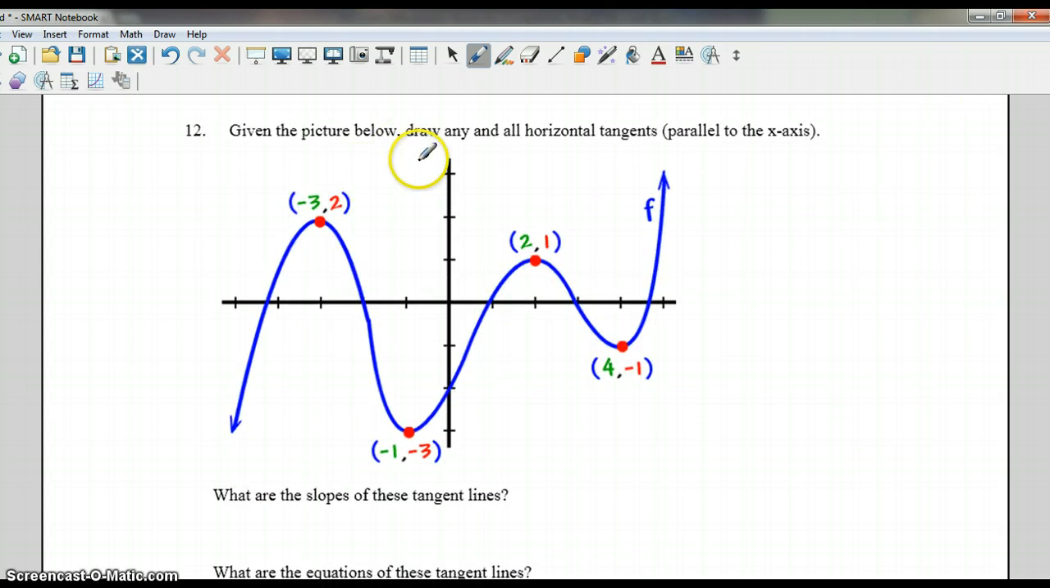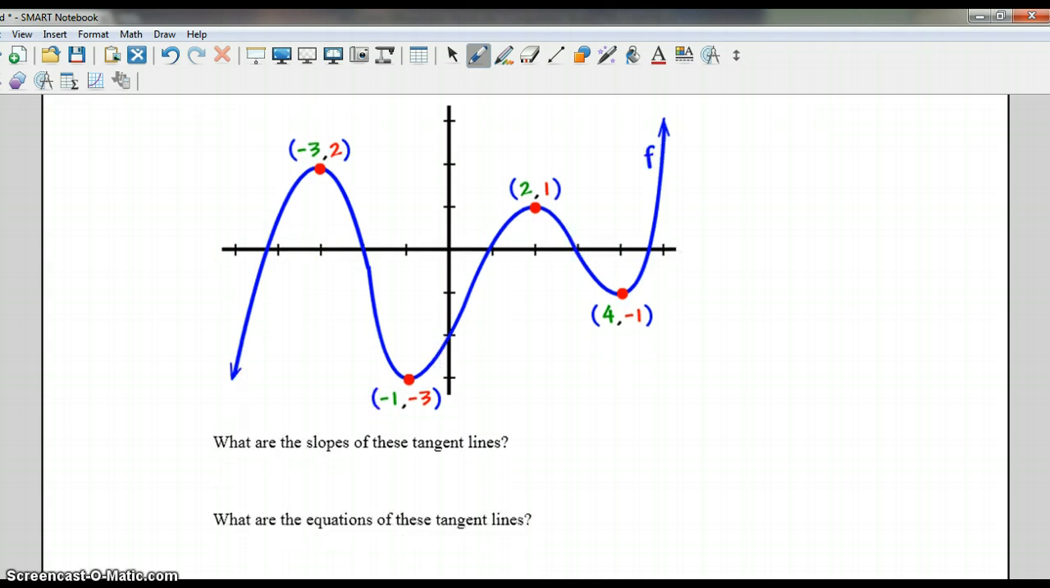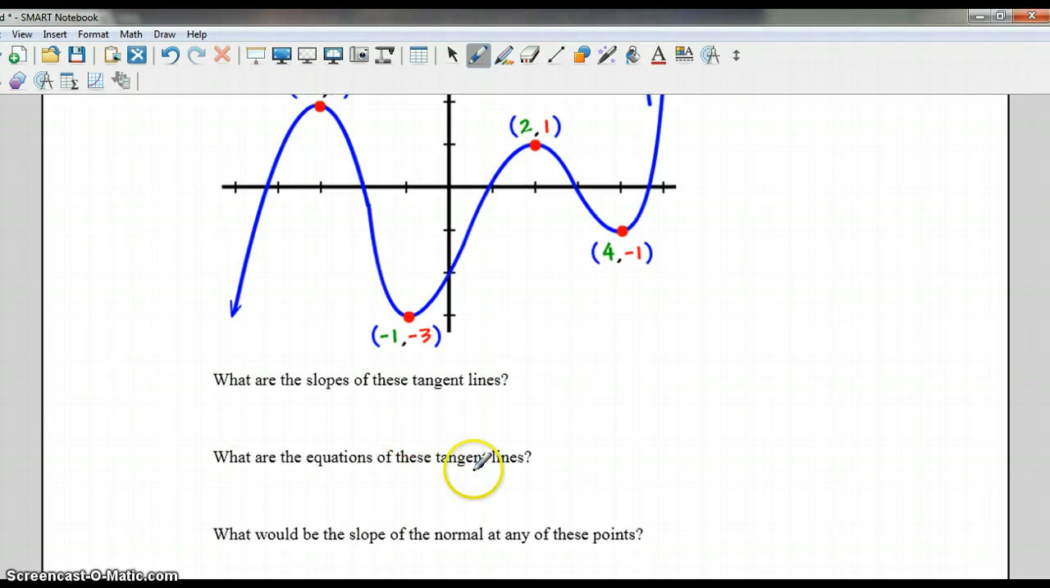And if you are given a picture like number 12, any picture at all, you know that your horizontal tangents tend to occur, all right, where on these images? Our horizontal tangents, being parallel to the x-axis, will always occur at the maxes or the mins. So think about what the slopes of these tangent lines are if they're always going to be horizontal because they have to be parallel to the x-axis. What would be the equations of these tangents? How do you write the equation of a horizontal line?